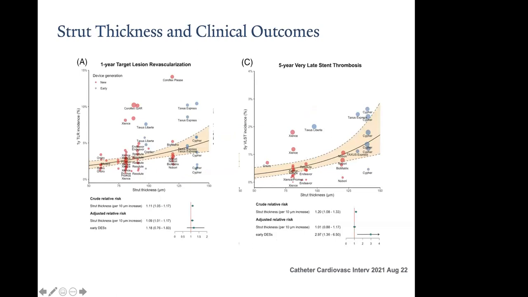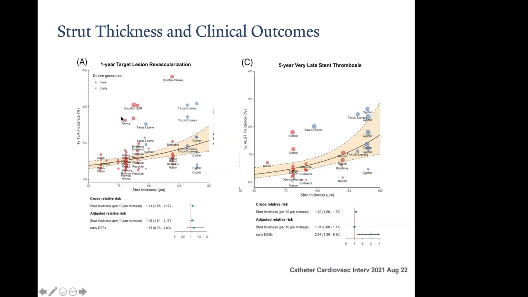This was a meta-analysis that was actually just published in CCI this month. So two key endpoints: one was target lesion revascularization at 1 year, and then 5-year very late stent thrombosis. Both had significant improvement with thinner strut or second generation drug-eluting stents compared to early generation drug-eluting stents.